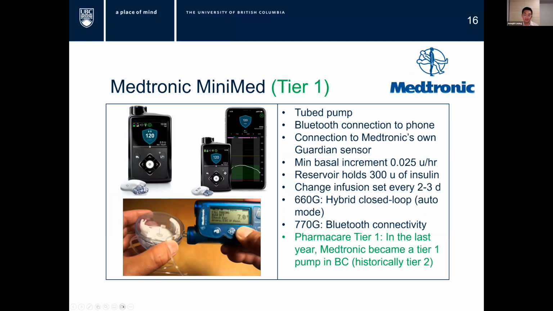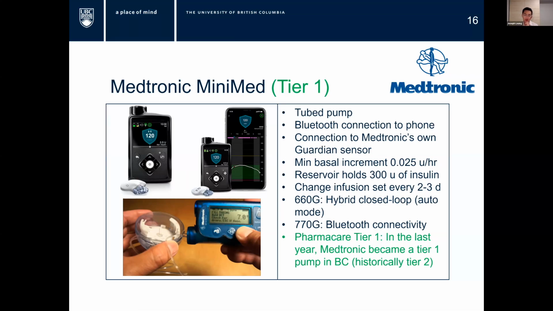The minimum basal increment here is 0.025 units per hour, whereas for Omnipod it's 0.05. So it's a bit more precise in that way than Medtronic. Each reservoir holds 300 units of insulin, and the infusion sets are to be changed every 2 to 3 days as well. And there is now connectivity with the new Guardian 4 sensors, which don't require any calibration, just one calibration to get into the auto mode, the automated insulin delivery, and then they're good to go.